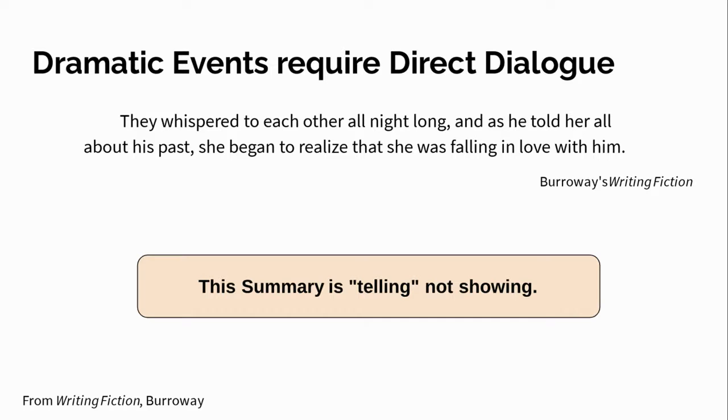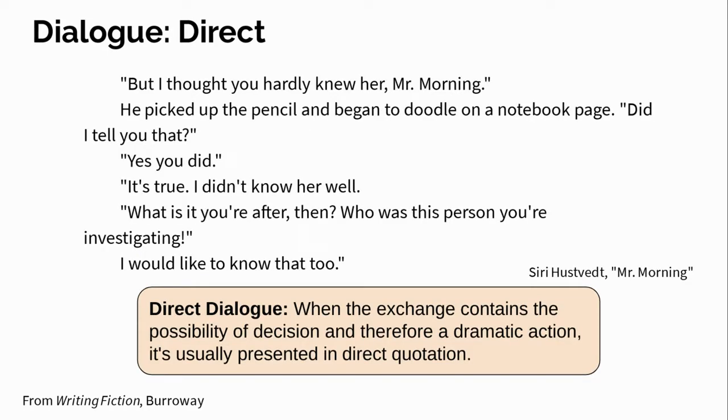She'd been falling in love with him. When somebody's falling in love with someone, that is a big event. It seems to be something very important in this character's life, and therefore, we need to see it as the reader. We want to experience this. We don't want it just told to us in summary. So here's an example of the same thing told in direct dialogue.